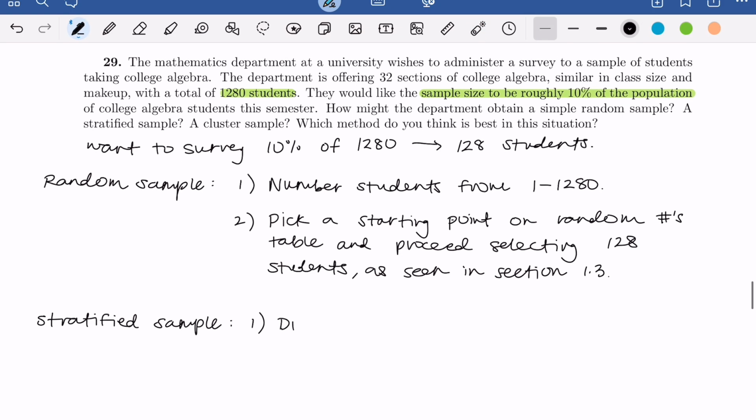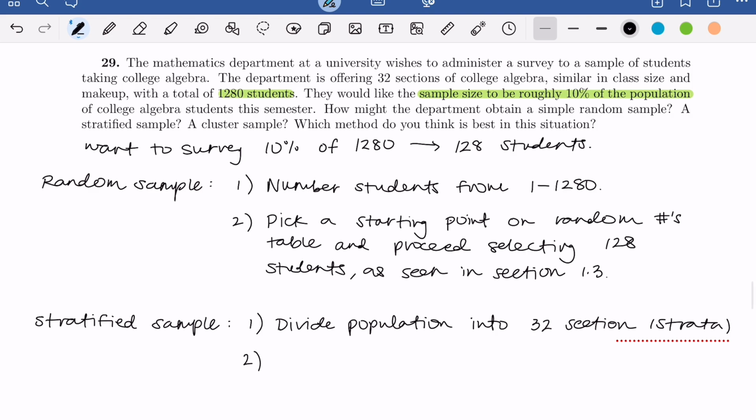So what we're going to do in this case, we'll divide our population into its strata. Now, in this case, it would actually be easiest to divide our population into 32 sections, or the 32 classes that we'll have for college algebra. So we're going to divide our population into 32 sections, and this is going to be our strata.